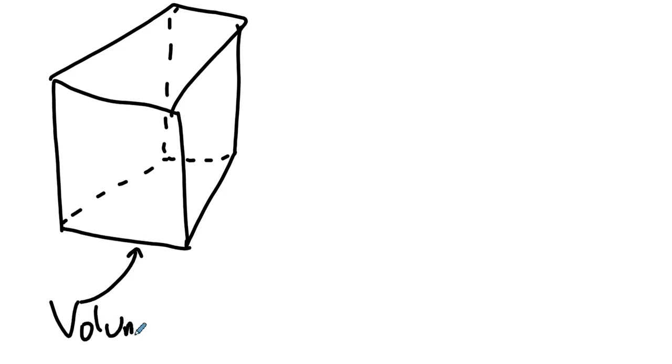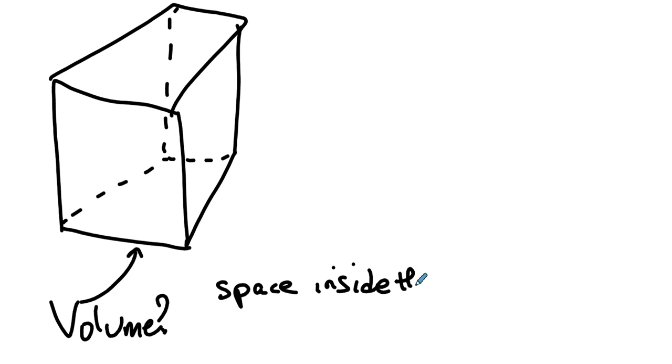You have some three-dimensional object like so, and oh, this was terribly drawn. You're going to get the idea. It's an optical illusion. So you have this three-dimensional object, and you're trying to figure out what its volume is. Well, what does that even mean? Well, the volume is a measure of the space inside the object. Well, how is that measured?